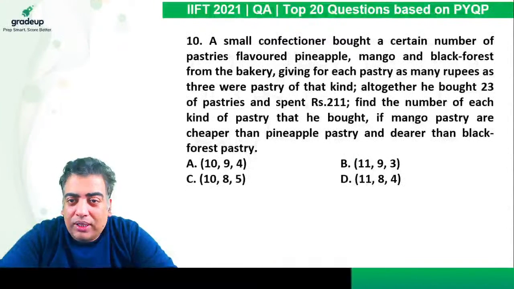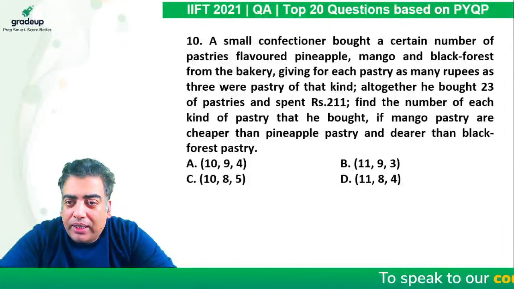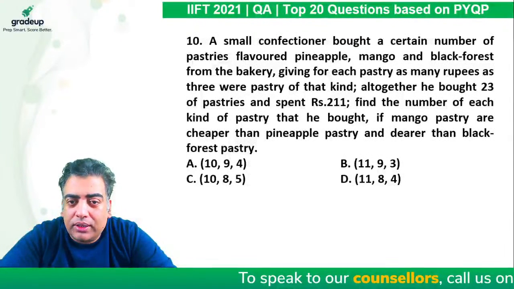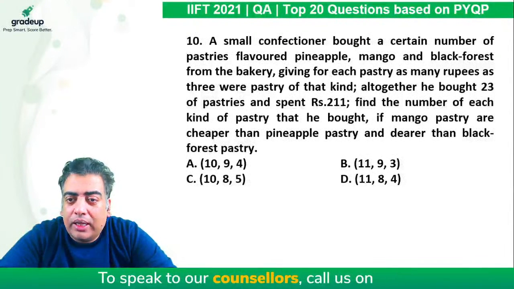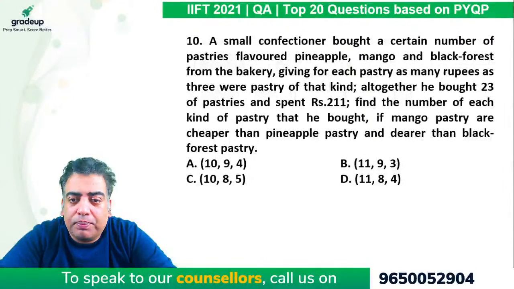A small confectioner bought a certain number of pastries, flavored pineapple, mango, and black forest from the bakery, giving for each pastry as many rupees as there were pastries of that kind. So it's not 3, it is there.